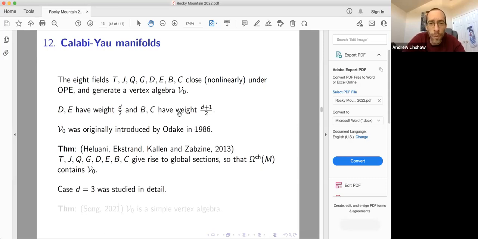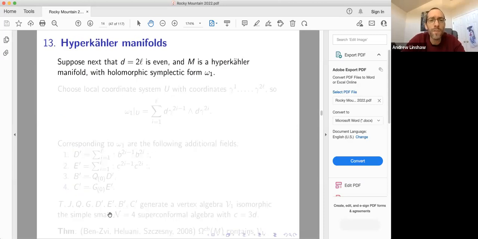But I think that for all D, this algebra was considered in Odaki's paper. And it's actually a fact that this V0 is a simple vertex algebra for all D, due to Bailin. Okay, so now suppose that D is even and M is a hyperkahler manifold. So in particular, it has a holomorphic symplectic form, omega 1.